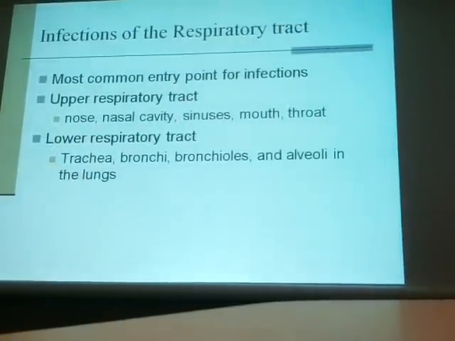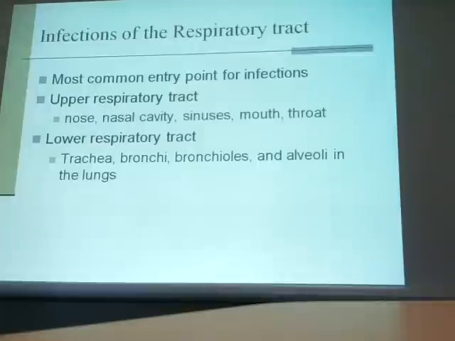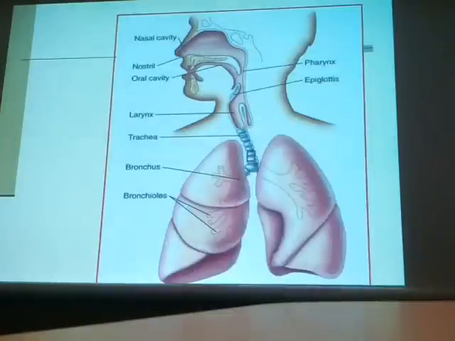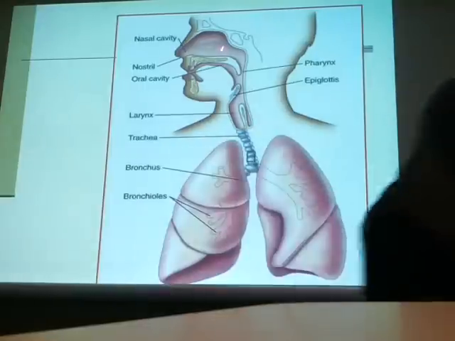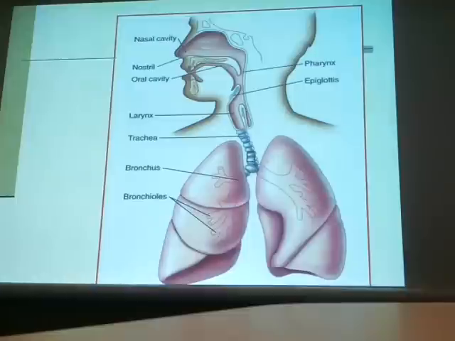Any infection in the upper respiratory tract, whereas any infection in the trachea, bronchi, bronchioles, and alveoli is an infection in the lower respiratory tract. So, the nasal cavity, oral cavity, epiglottis, and larynx are the upper respiratory tract, whereas the trachea, bronchus, bronchioles, and the lungs themselves are in the lower respiratory tract.